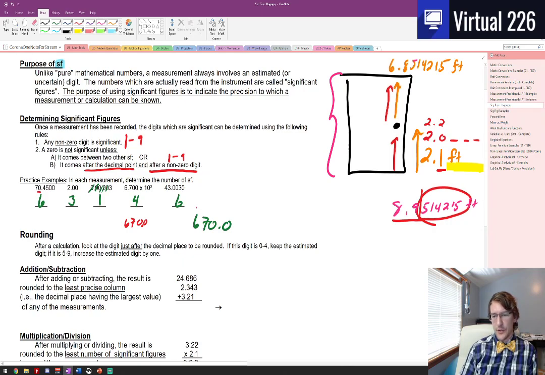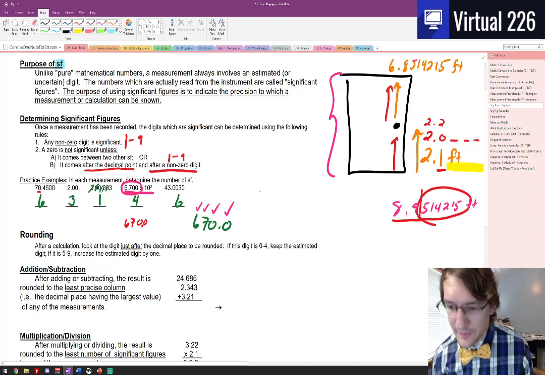The 6 and 7 both count. Check, check. This 0, you might not think it's sandwiched, but this 0 at the end is after the decimal and after a non-zero digit, the 7. So that one matters, and now that they're both sig figs, this matters. We like writing it like this a little bit better because it's easier to count the sig figs like that. Okay, so that's how you count sig figs.